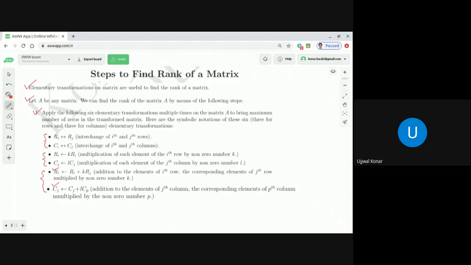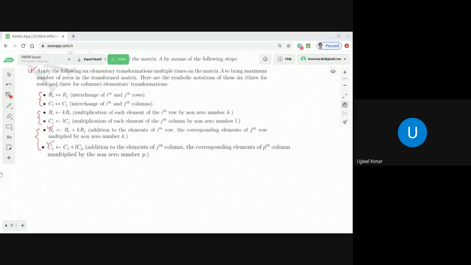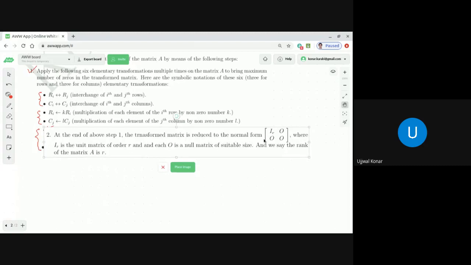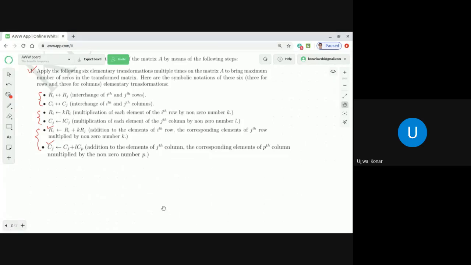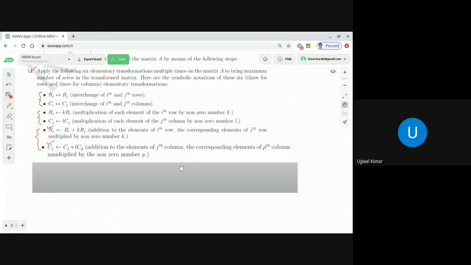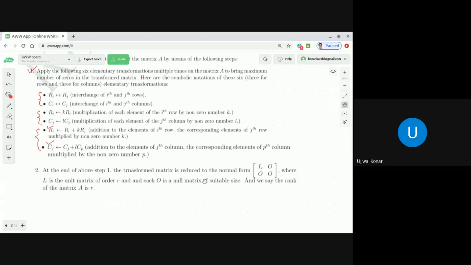After that, what will happen, dear students? After that, we are going to follow the second step. What we'll get in the second step is something like this. At the end of step one, the transformed matrix is reduced to the normal form. This is called the normal form.